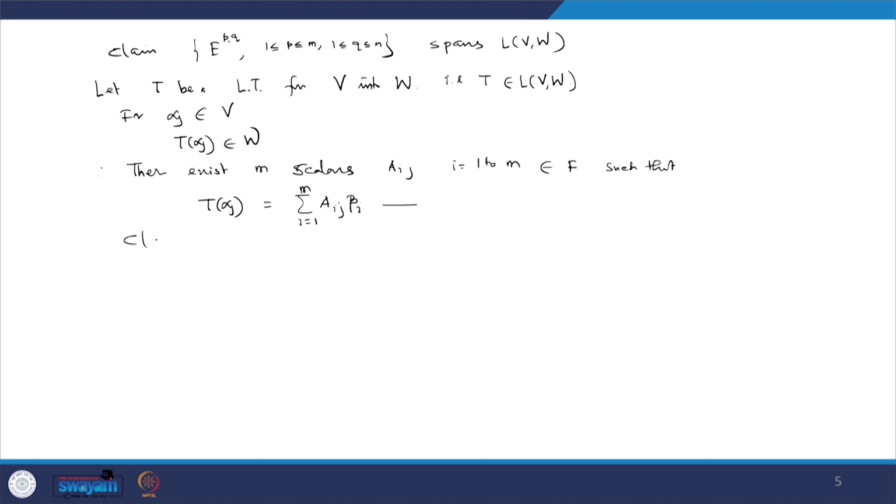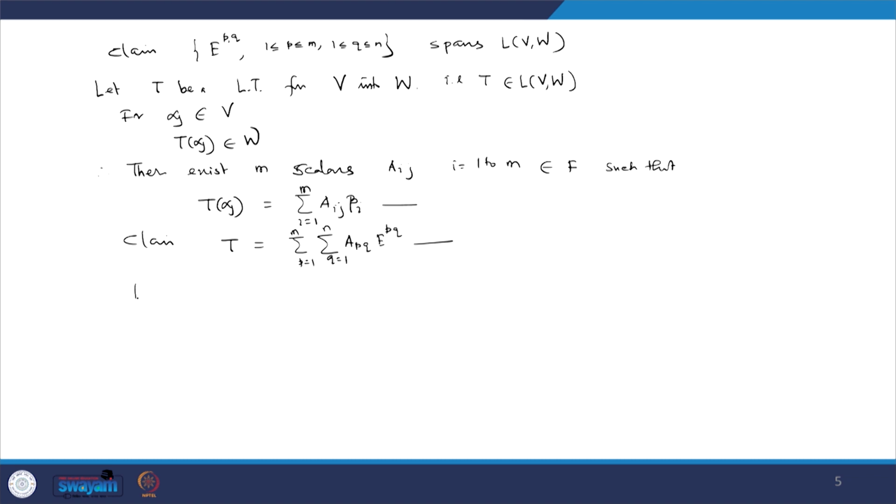Claim: T is equal to the sum over P equal to 1 to M, Q equal to 1 to N of APQ EPQ. Claim T is basically a linear combination of these EPQ linear transformations, with the coefficients APQ.